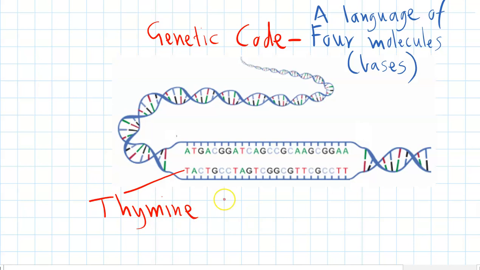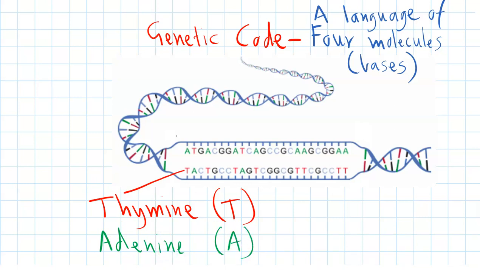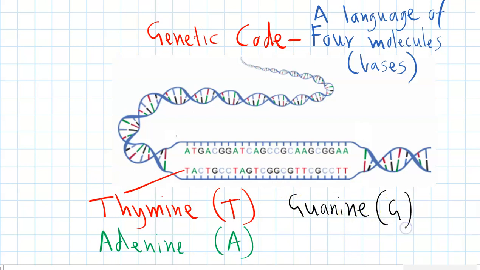So thymine is T, adenine is A, then we've got G, which is guanine, and C, which is cytosine. So these 4 letters are the language that DNA and cells use to control everything they do.